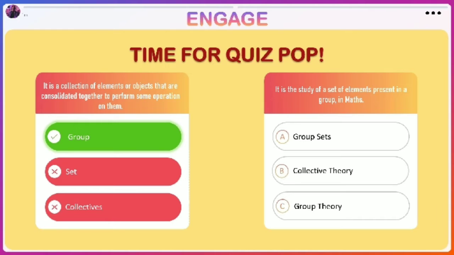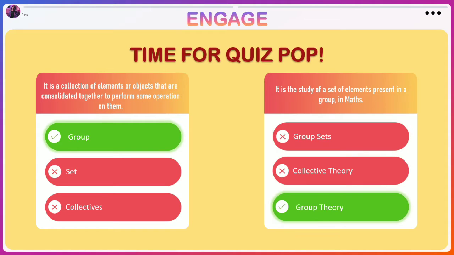Let's proceed to question number 2. It is the study of a set of elements present in a group in math. What is this? A. A group set. B. Collective theory. C. Group theory. If you answered group theory, you're correct.